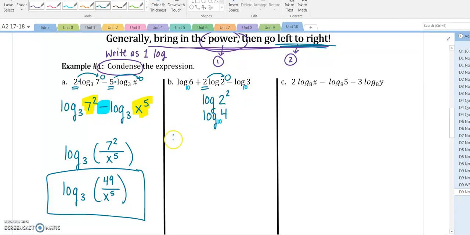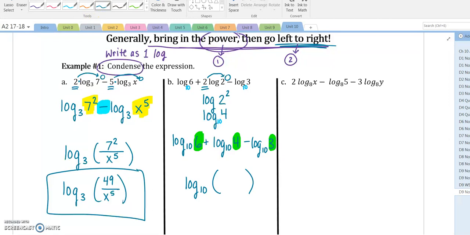And now I'm going to rewrite the whole expression. So I have log base 10 of 6 plus log base 10 of 4 minus log base 10 of 3. And now that I've taken care of those coefficients, I should be able to write it as just 1 log base 10, parentheses, and whatever's inside each one of my logs is going to go inside of the parentheses. The only question is multiply or divide. Well, addition means I multiply, subtraction means I divide. So for this one, the 6 is going to be multiplied to the 4, but then divided by the 3.